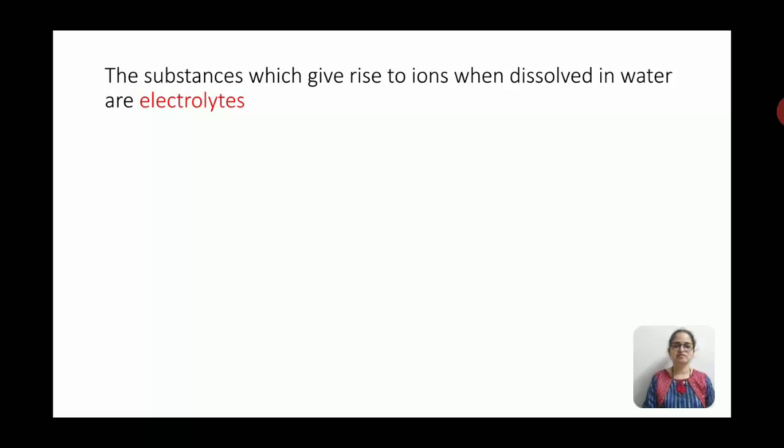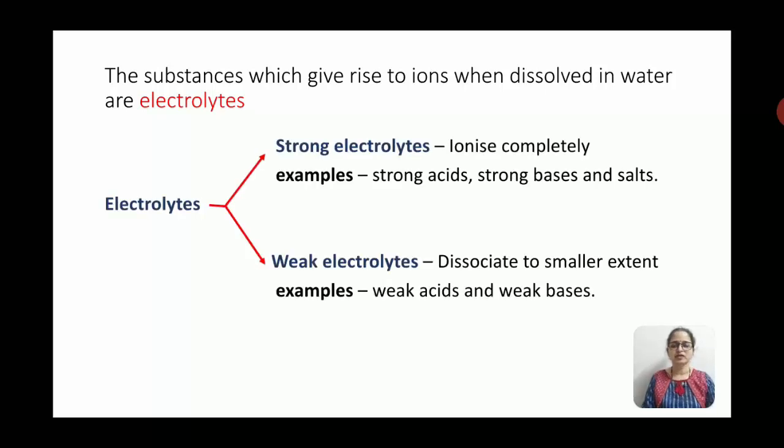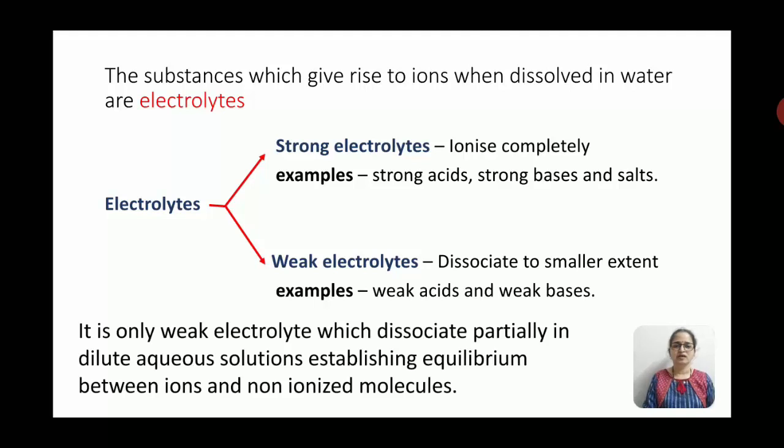The substances which give rise to ions when dissolved in water are electrolytes. There are two types of electrolytes, strong electrolytes and weak electrolytes. Strong electrolytes ionize completely. Examples: strong acids, strong bases, salts. While weak electrolytes dissociate to smaller extent. Examples: weak acids and weak bases. It is only weak electrolytes which dissociate partially in dilute aqueous solutions, establishing equilibrium between ions and non-ionized molecules.